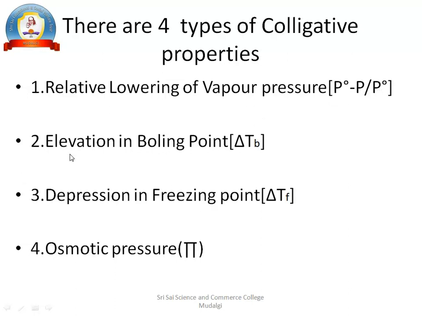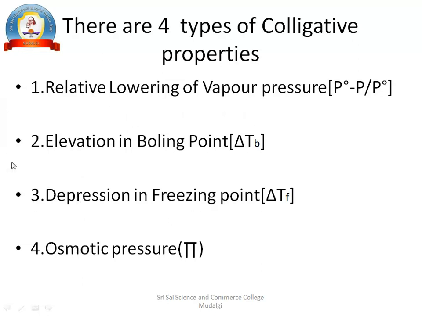The second type of colligative property is elevation in boiling point, represented by delta T B, where B refers to boiling point. The third type is depression in freezing point, represented by delta T F, where F refers to freezing point. The last type is osmotic pressure, represented by the symbol pi. So the four types of colligative properties are relative lowering of vapor pressure, elevation in boiling point, depression in freezing point, and osmotic pressure.